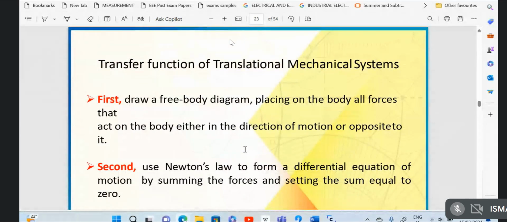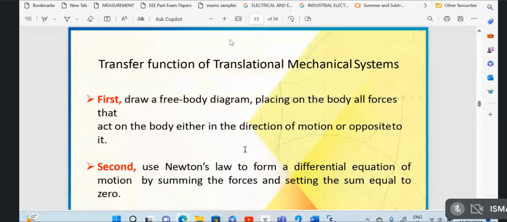So, the transfer function of translational mechanical systems. The first thing you need to do is draw a free body diagram. The diagram you've seen, you have to draw them, placing on the body all forces that act on the body, either in the direction of motion or opposite to it. So those forces must be drawn.